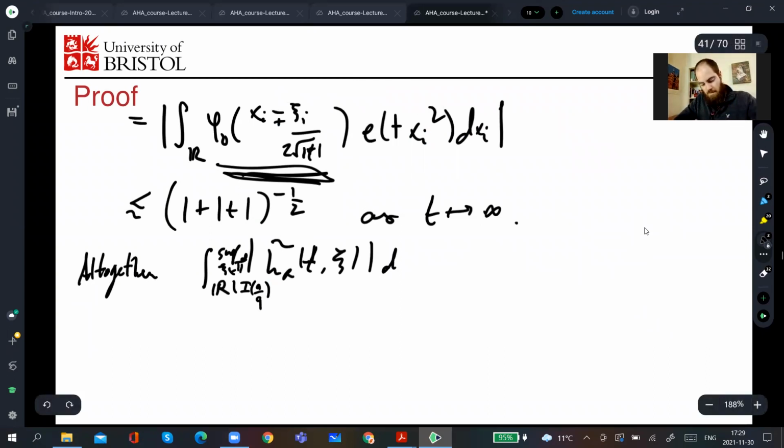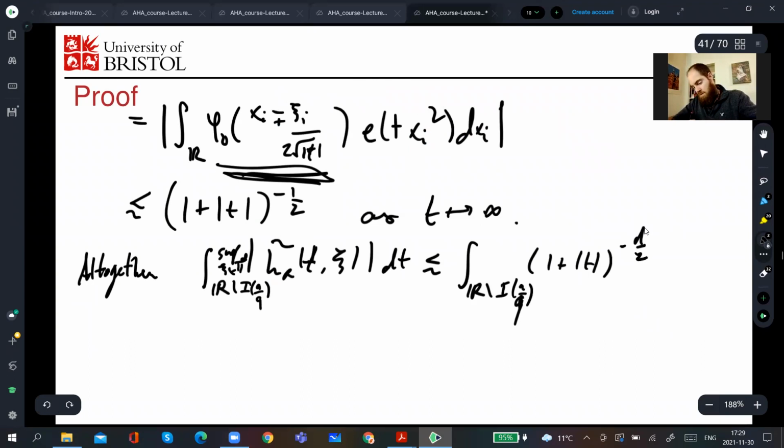is at most the integral from r minus I of a over q, 1 plus t to the minus d over 2. Because this was a one-dimensional bound, and I had a d-fold tensor product of them, right? So that's why I get the factor of d here.